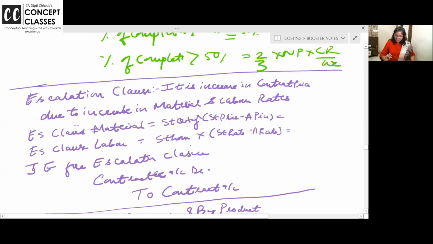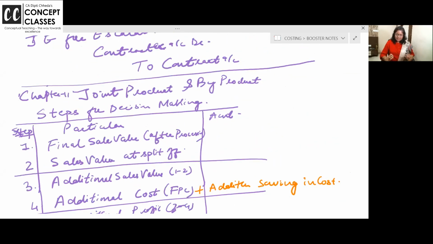Contract costing we have just completed. Look at this. If you want to take a decision whether you should sell the product at the split off point or you should further process, how do you take that decision?